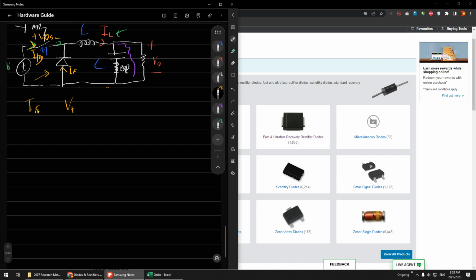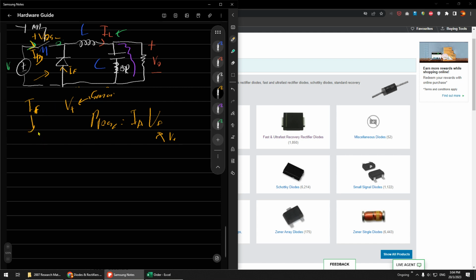And V forward. I think it's called IA, I not. So IA and VF. Make sure VF is very small. P loss equals I not multiplied by VF. So smaller VF, smaller loss. So usually we just look here.